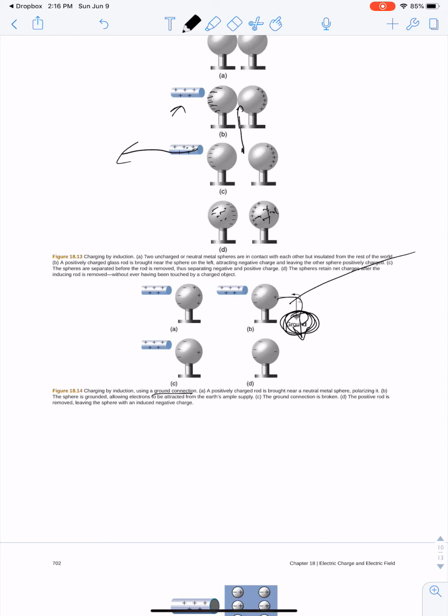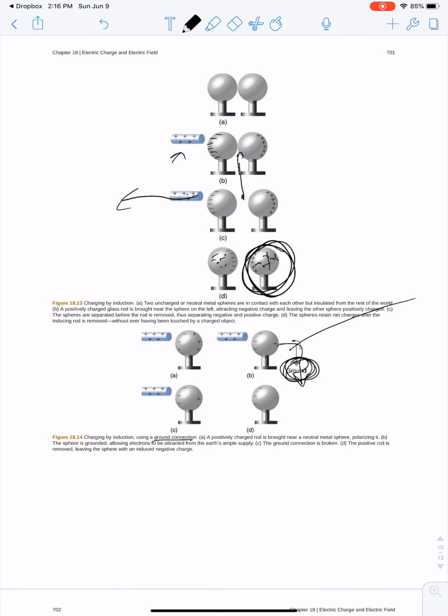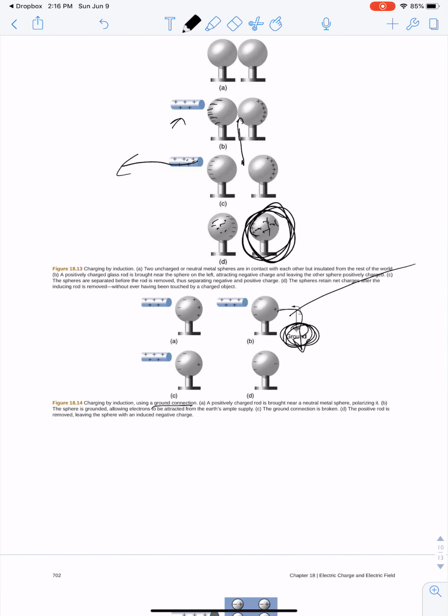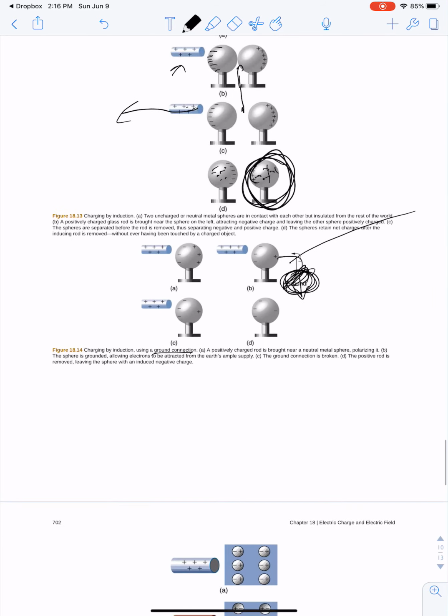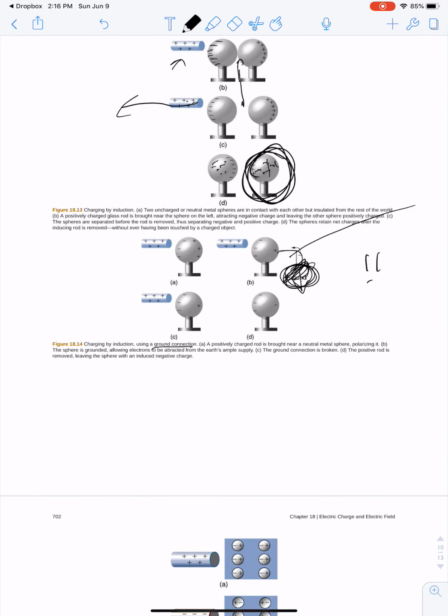So in this first case, this guy is acting as the ground. In the second case, you don't have a second sphere. You just use the ground connection. And that's on your cable. When you plug stuff into your outlet, that big round plug in the bottom of it, that's your ground connection. So that's a way for electrons to escape.